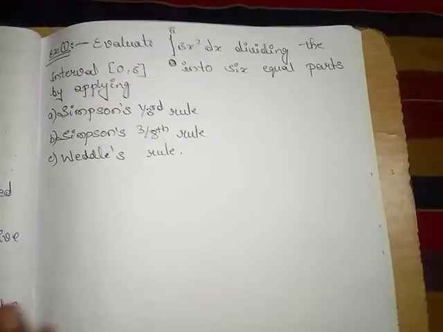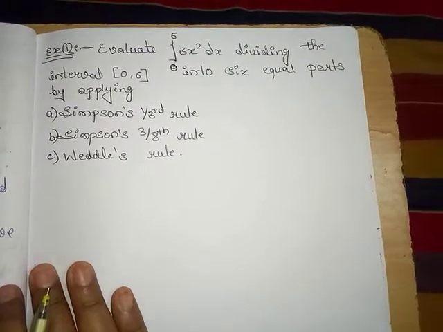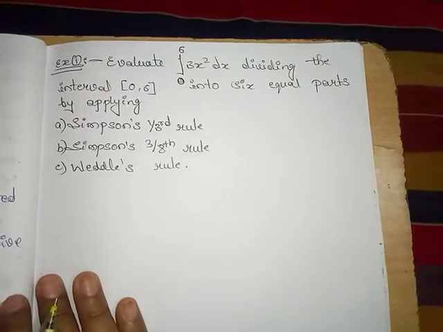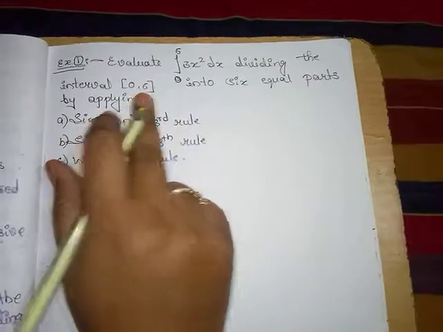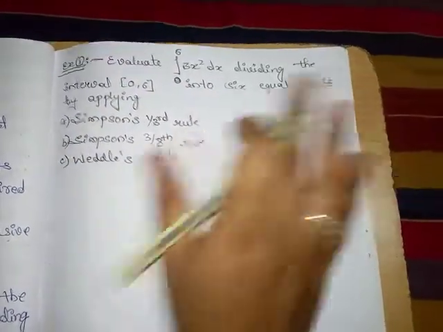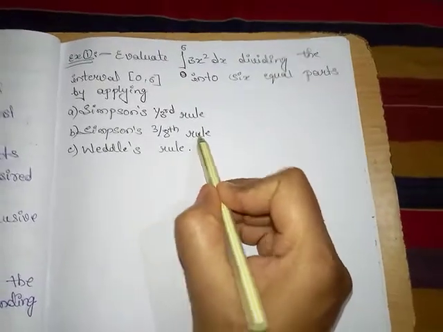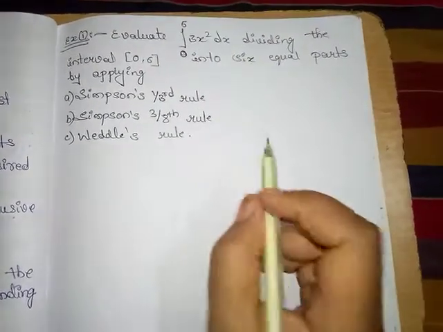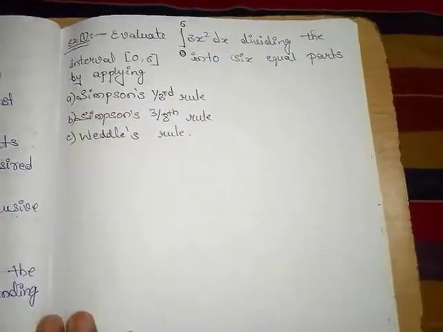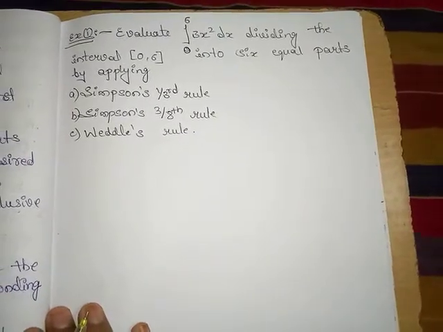First example, evaluate integration from 0 to 6 of 3x square dx, dividing the interval 0, 6 into 6 equal parts by applying Simpson's 1/3 rule, Simpson's 3/8 rule and Weddle's rule. Here we have to apply all the three rules to find the solution.